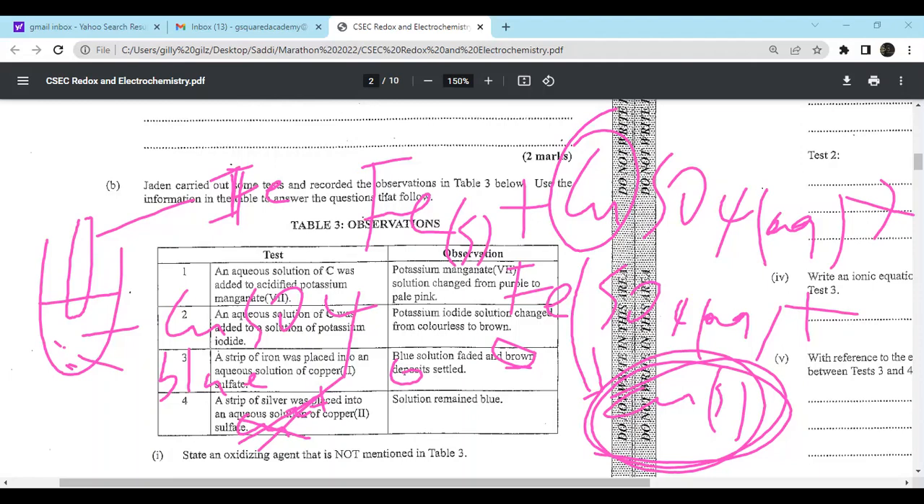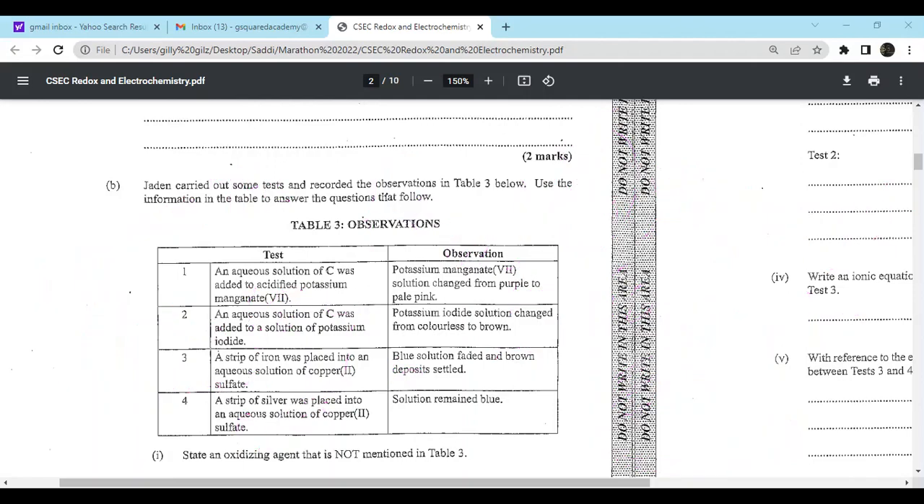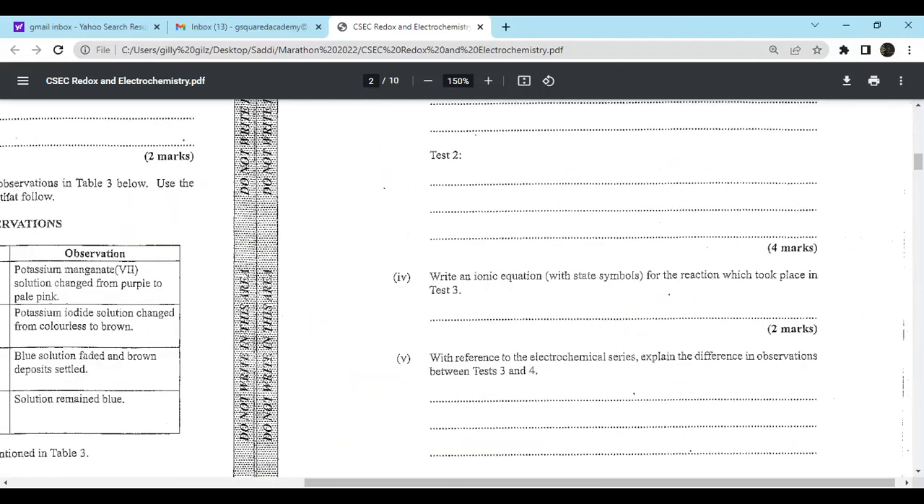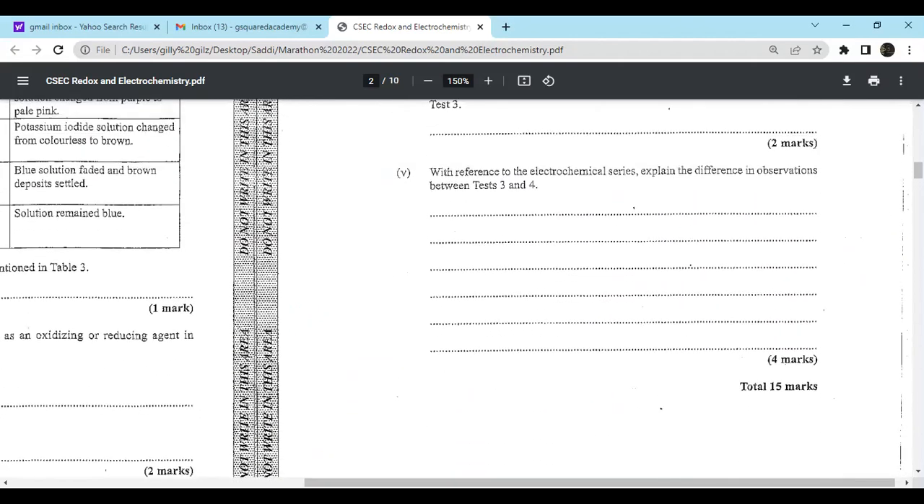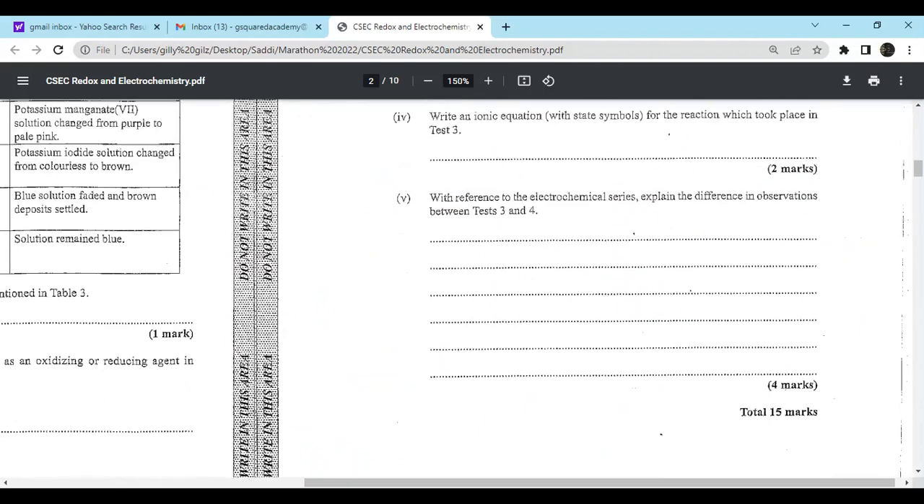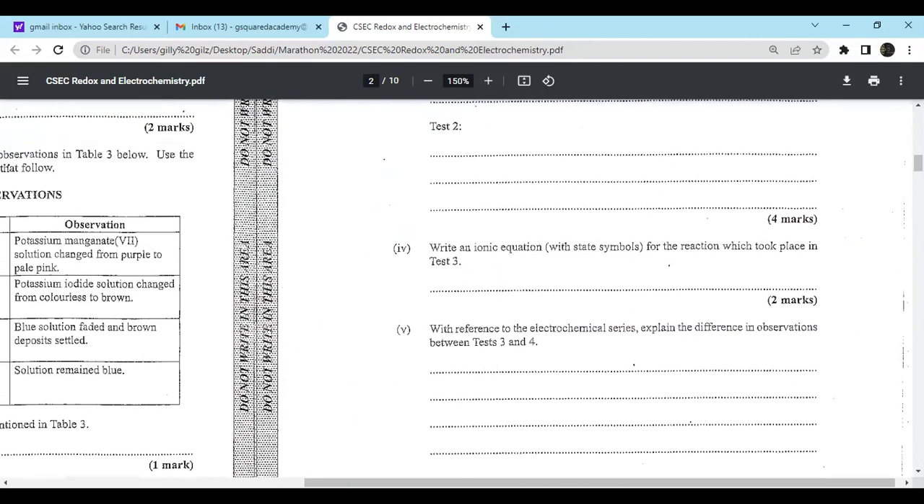But that would be a very hard question for students. I would probably give that in an exam, but not CXC. Okay, so that's that. And that's 4 marks. Oh, sorry, that's 2 marks. Write an ionic equation. I didn't write the ionic equation.